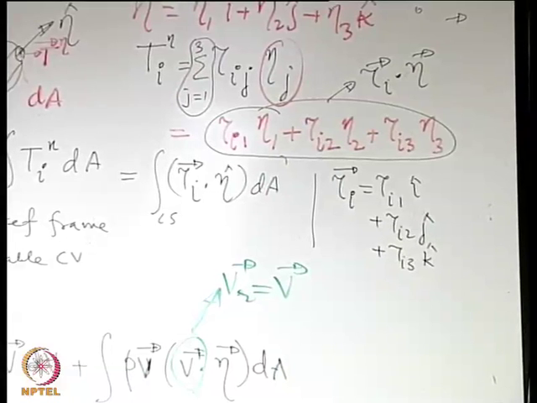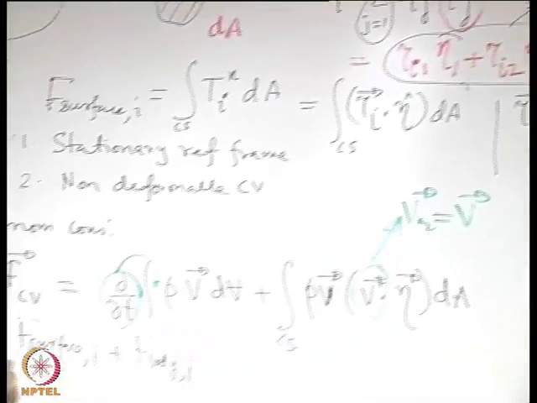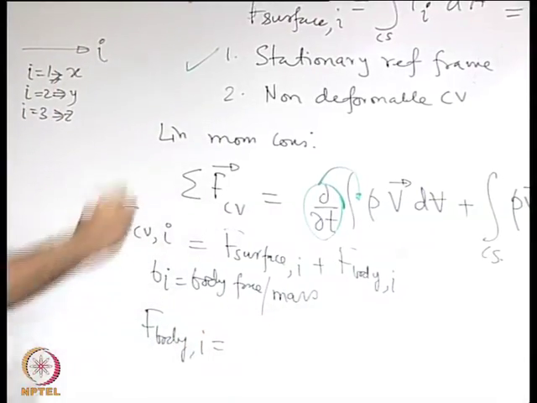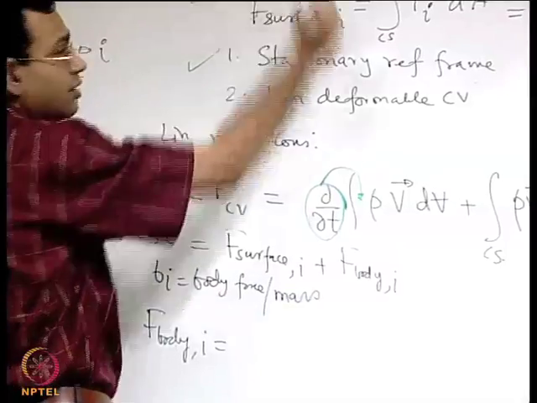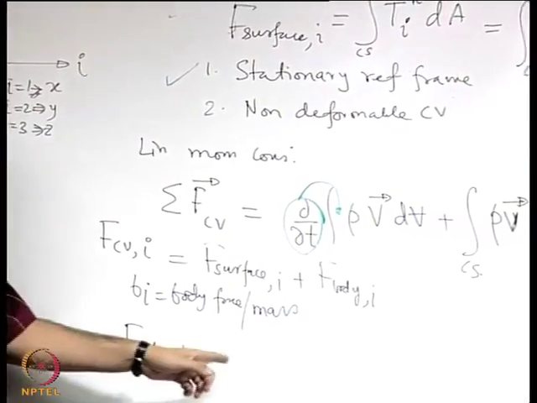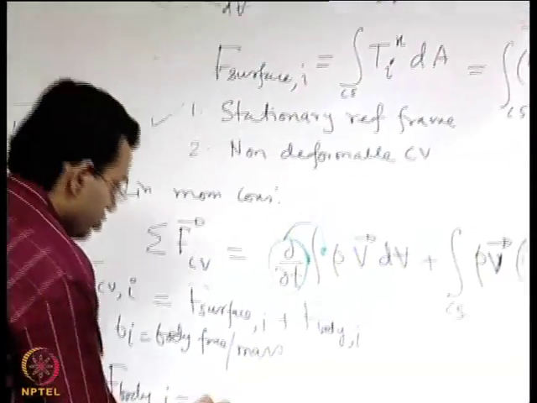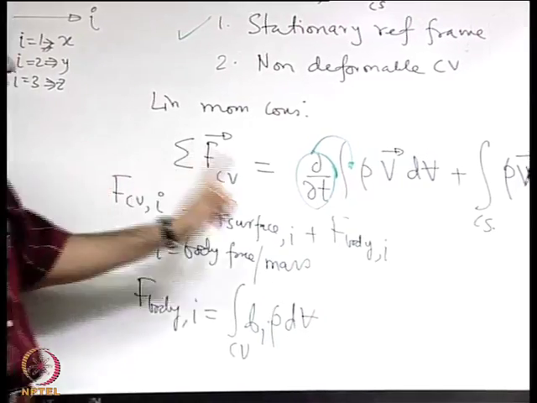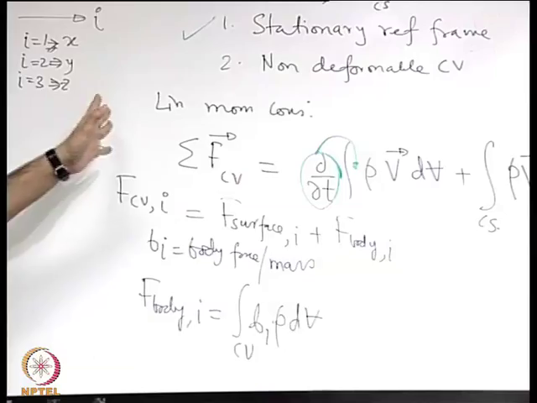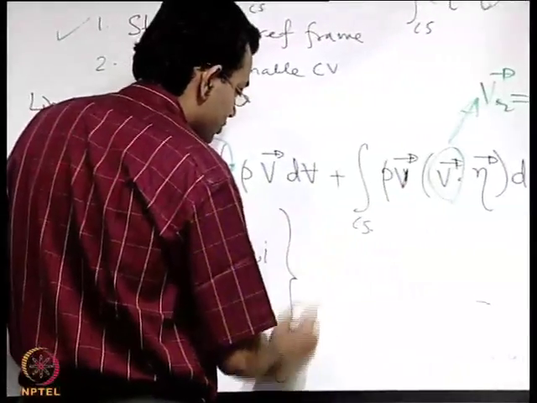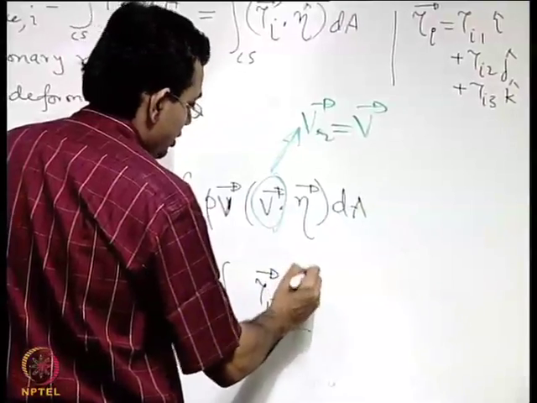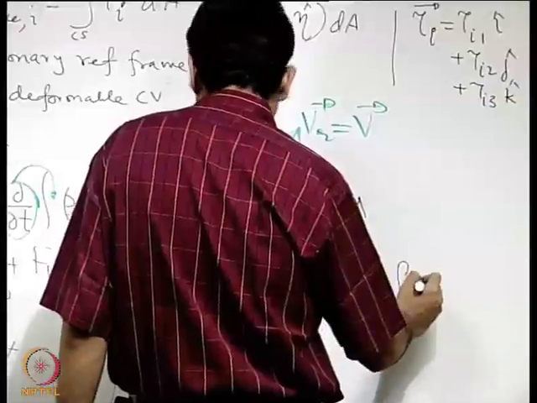What about the body force? Let us say that B I is the body force per unit mass. So, how do you express the F body? Basically you take a small volume inside, dV, the mass of that is rho into dV and the corresponding body force along I is B I into rho into dV. If you integrate it over the control volume, it will give the total body force along I. Okay. So, we have been successful in writing the left hand side in a certain way for force components along I. So, the left hand side will become integral over the control surface tau I dot with n dA plus integral over the control volume rho B I dV.